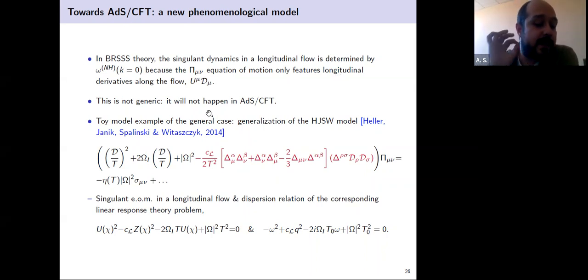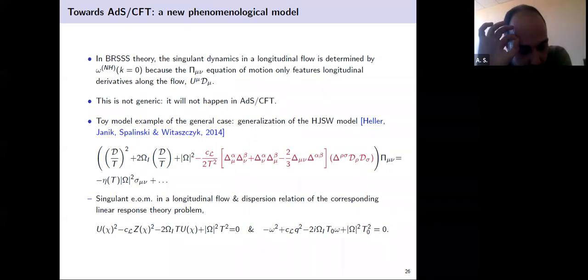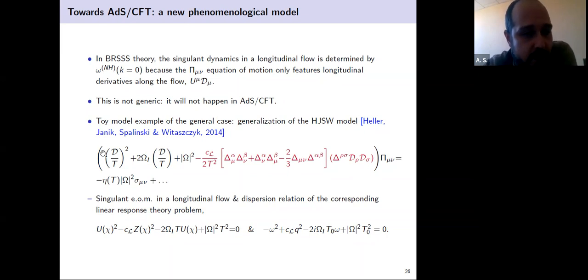So to find an explicit model in which we can spot the difference between the singulant equation of motion and sound modes evaluated at zero momentum, we constructed a generalization of this model previously put forward by Heller, Janik, Spalinski, and Witaszczyk in 2014. The HJSW model is just a generalization of BRSSS theory, which promotes the differential operator acting on pi mu nu from first to second order, but involving only longitudinal derivatives. So what we did in our last paper is to generalize this model by supplementing it with this term, which involves only transverse derivatives.